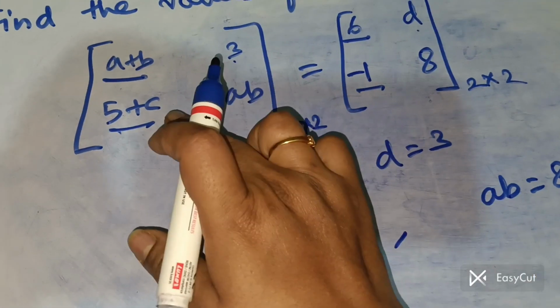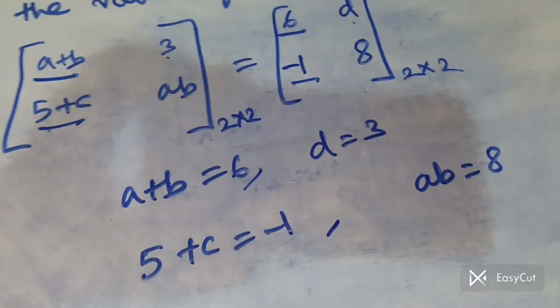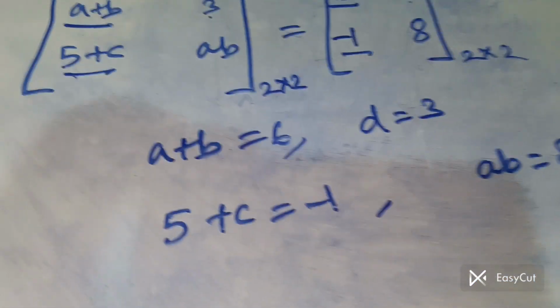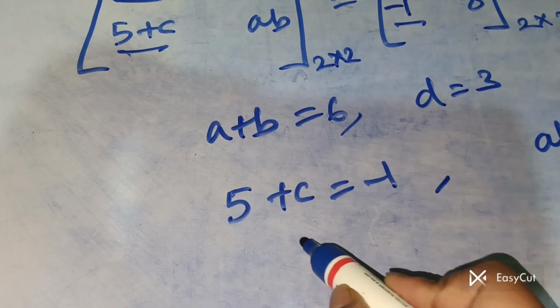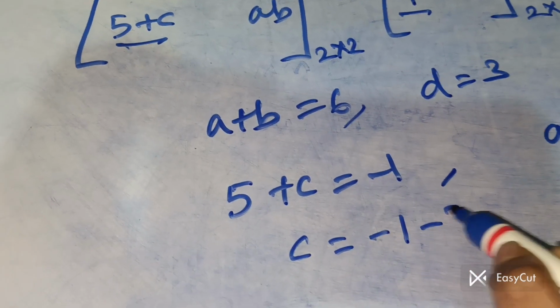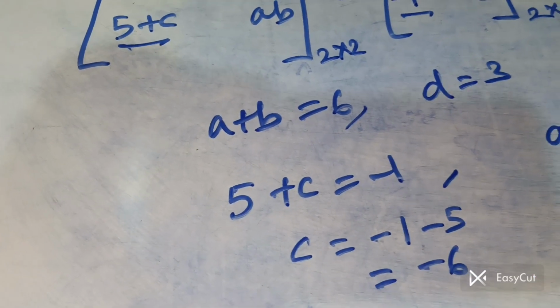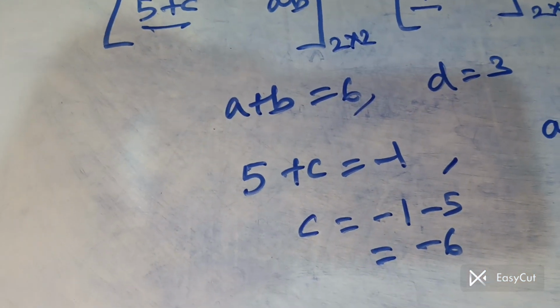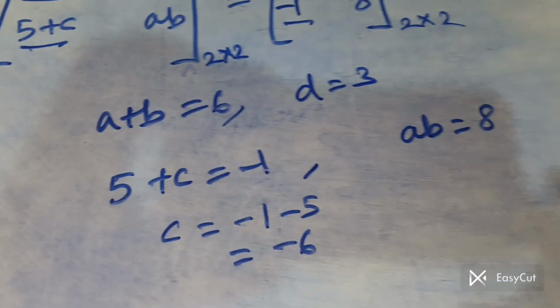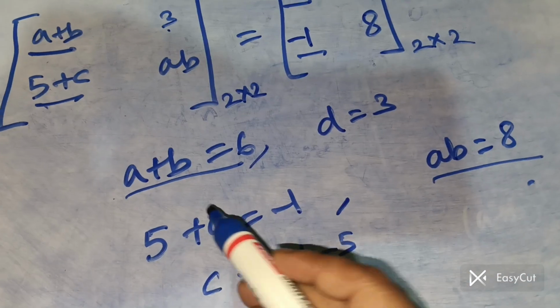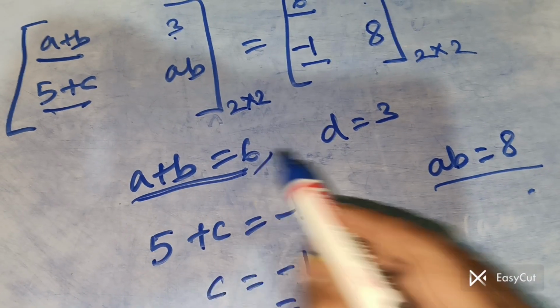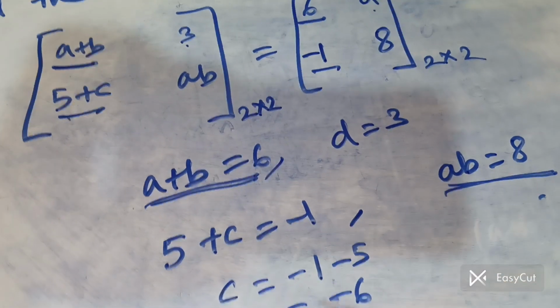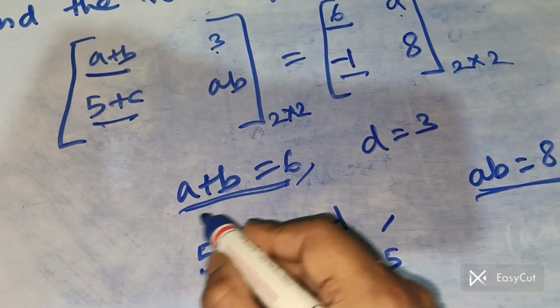So these are the conditions we can get. Okay. Next we will solve it. 5 plus C equals minus 1, so C will be equal to minus 1 minus 5, that is equal to minus 6. So we have already got C and D. We have to find out A and B. Here it is given A plus B equals 6 and AB equals 8. So we can do it by the substitution method.